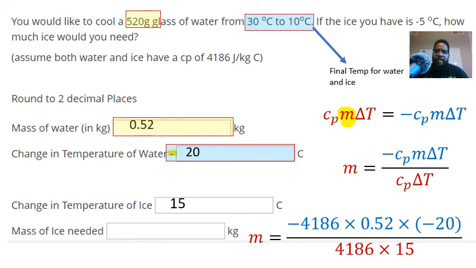Did I miss anything? The delta T on top, that's the change in temperature for the water. We established that it's -20. So you see now that the -20 and the -4186, since they're both negative, they cancel out to give us a positive number on top, which is good because we don't generally say that mass is negative. So the mass of ice needed is, if you put that all in the calculator, 0.67. And that's the answer on your quiz. That's it.